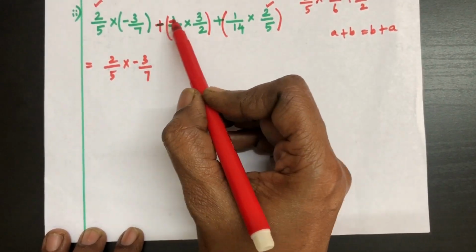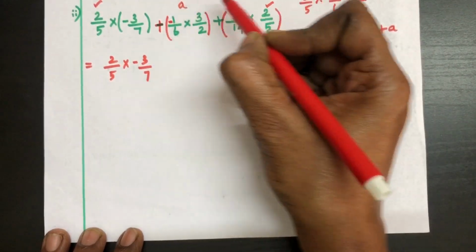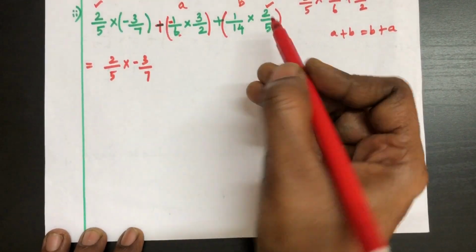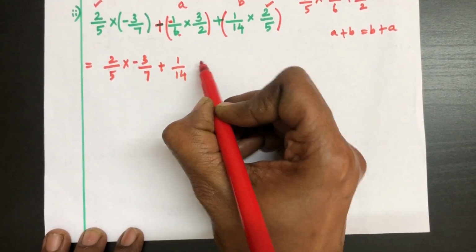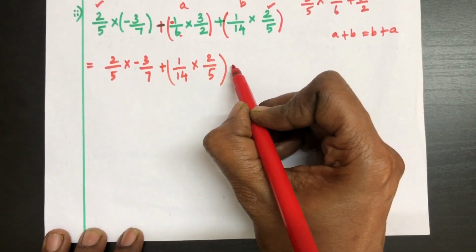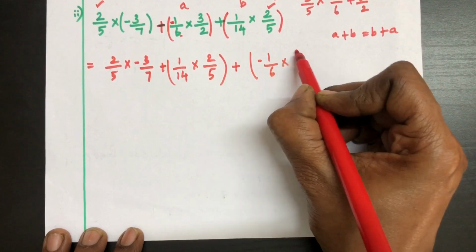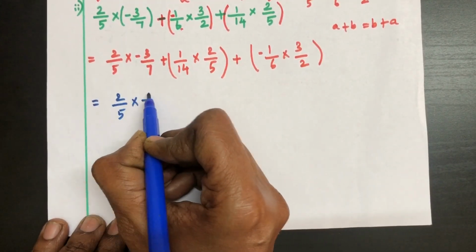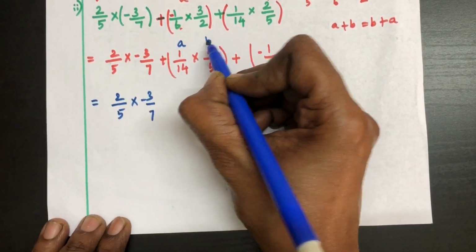Changing means just we are taking the negative symbol inside the brackets. That's all. Now it is a and this is b. A plus b is equal to b plus a. We are just swapping. That's all. 1 by 14 into 2 by 5 plus of minus 1 by 6 into 3 by 2. So 2 by 5 into minus 3 by 7. Now consider this as a and this as b.